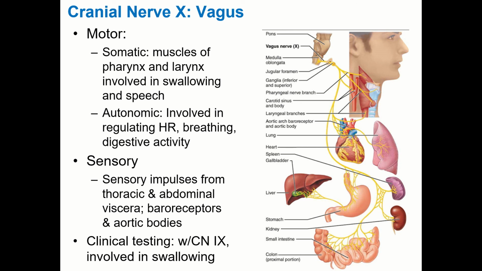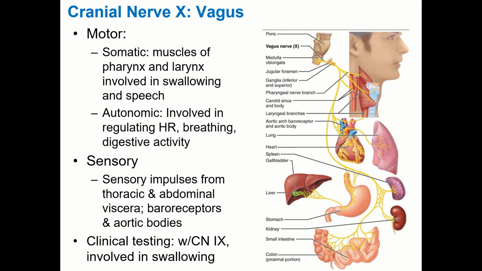In terms of somatic or voluntary function, it's also involved in swallowing, as well as speech production. It controls some of the muscles involved with the larynx. So for example, if the vagus nerve is damaged, one of the signs would be hoarseness in their voice, or that they can't produce any sort of speech at all. That would indicate impairment of the muscles of the larynx, so they're not getting the motor impulses that they should.